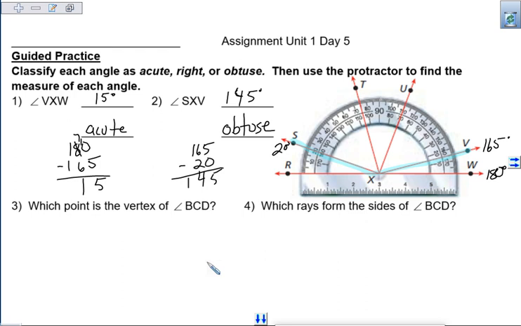Our next problem: which point is the vertex of angle BCD? So if you need to draw angle BCD, please do so. BCD. Which one is the vertex? Remember your vertex. It is C.